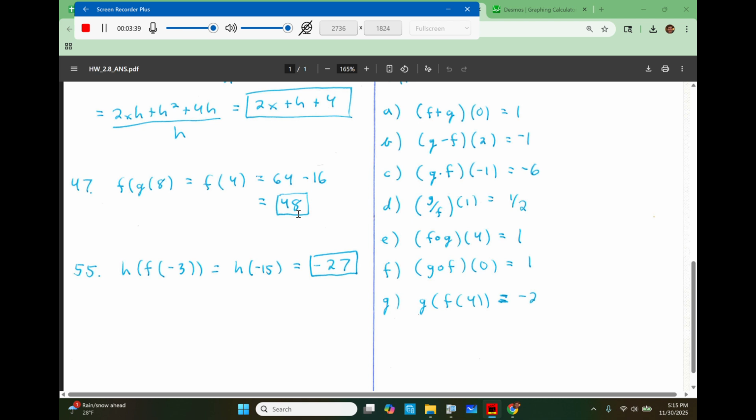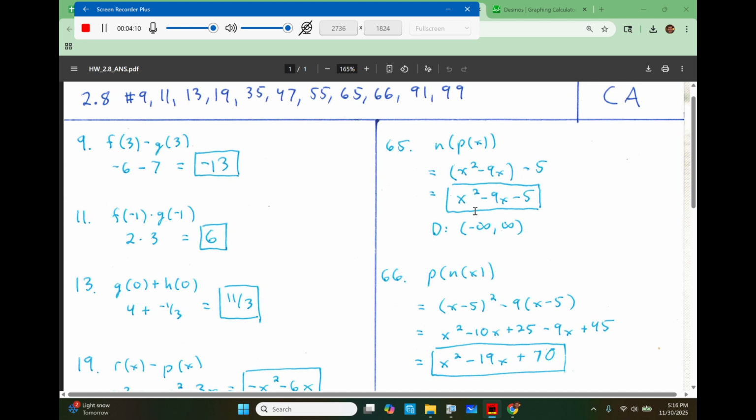55. Let's check it out here. So h of f of negative 3. So I'm going to first plug in negative 3 into the f function. If I plug negative 3 into the f function, I get negative 3 cubed. So that's negative 27. Negative 27 plus 12 would be minus 15. Negative 15 is going to go into the h function. So that would be 2 times negative 15. That's negative 30 plus 3 is minus 27.